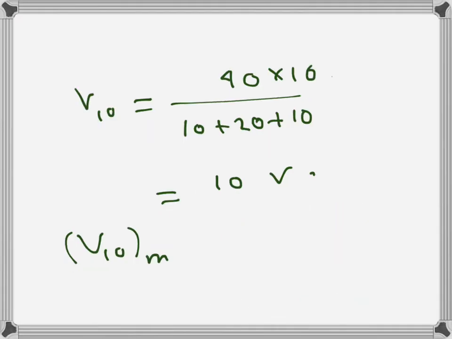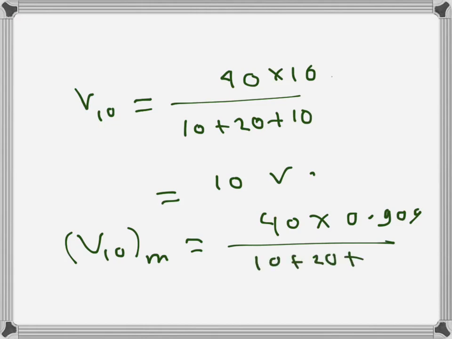So the measured voltage will be 40 times 9.09 divided by 10 plus 20 plus 9.09. So the measured voltage now, if we calculate this, comes to 9.3 volts.